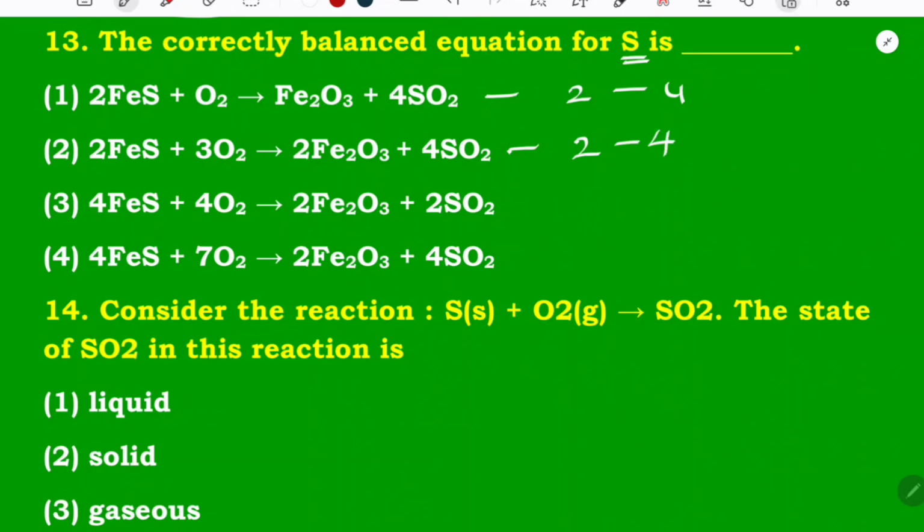The third equation, how many sulfur atoms on the reactant side? 4. And on the product side? Only 2. And the fourth one? Reactant side 4 as well as product side 4. So this is the correct answer. Sulfur atoms are balanced in the fourth option. The remaining three are not balanced on the reactant and product sides. So the correct answer is 4.